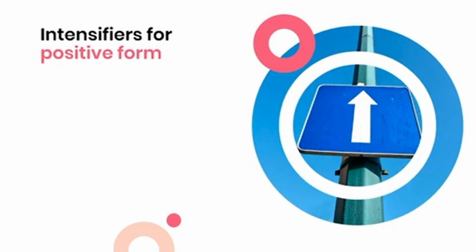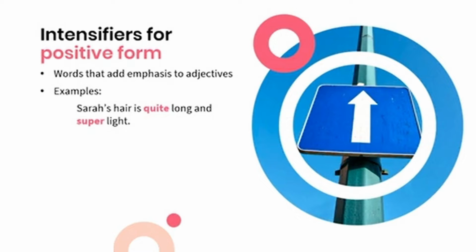Now, intensifiers are words that add emphasis to adjectives. The only way I can properly explain it to you is by showing you, because you're probably already aware of these words. The intensifiers in the following sentences are written in pink. Sarah's hair is quite long and super light.